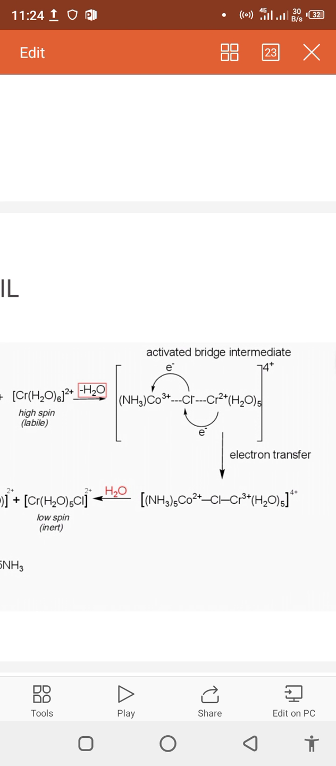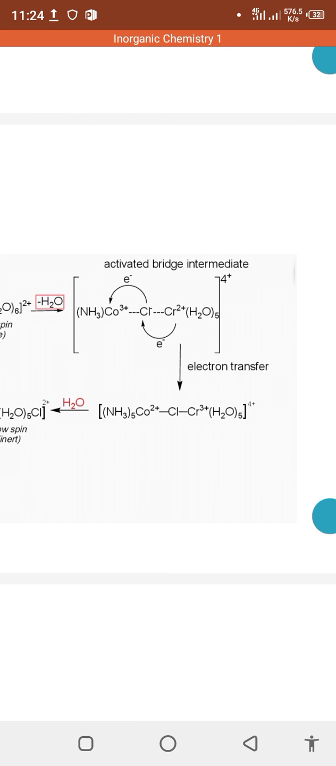Same like that, the electron transfers from chromium to chlorine and from chlorine to cobalt. When electron is transferred, this type of complex is produced, and then when water molecules are added, these two complexes are formed. When 5 water molecules are inserted, then these two products are produced.